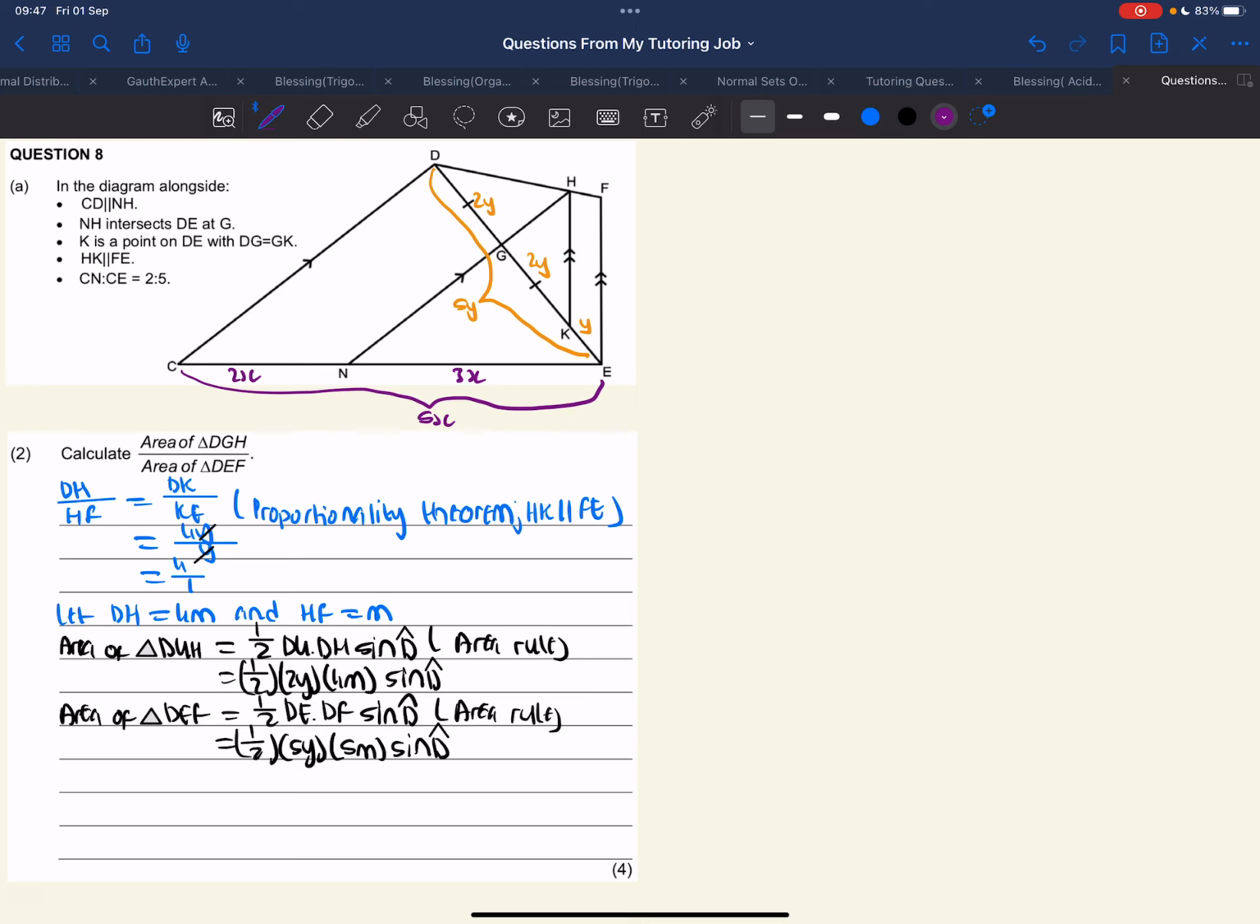All right, and now to use that ratio, we're going to say therefore area of triangle DGH over area of triangle DEF is equal to a half multiplied by 2y, 4m, sine angle D, all over a half multiplied by 5y, 5m, sine D. Now you're going to cancel out sine angle D. The halves are going to cancel out, the y's are going to cancel out, and the m's are going to cancel out.